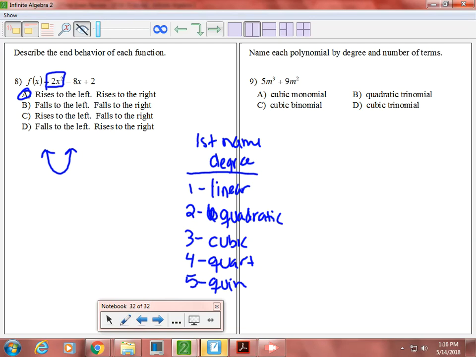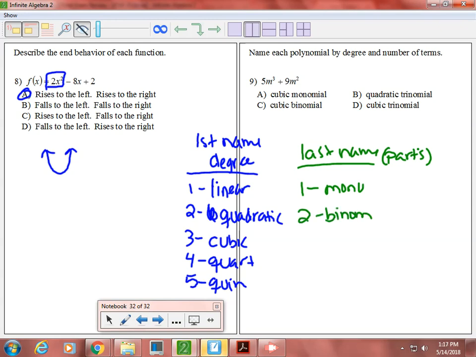And then you do its last name. And for the last name, that has to do with the parts, or how many parts there are. So if there's 1 part, it's a monomial. 2 parts is a binomial. 3 parts is a trinomial. And 4 or more is a polynomial.